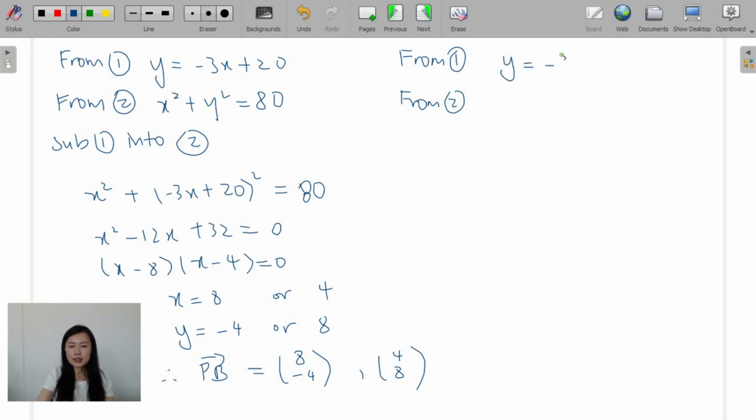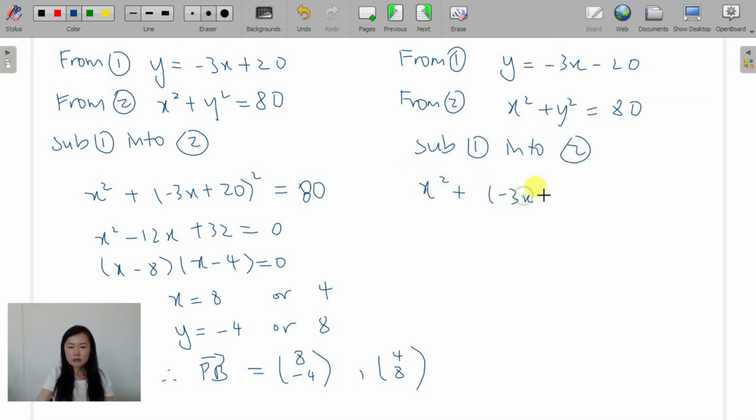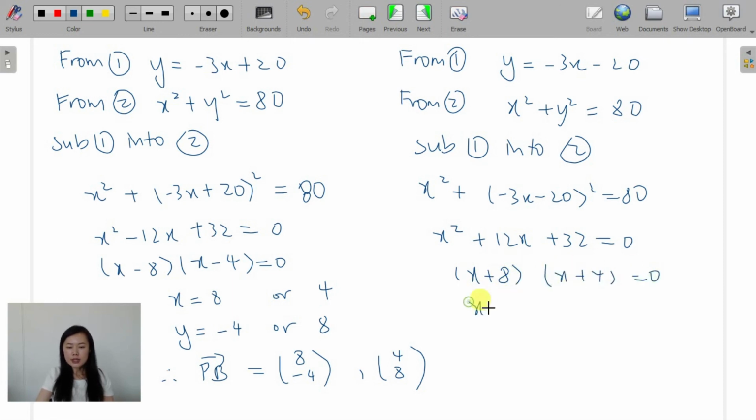So y is minus 3x minus 20 this time. Second equation is exactly the same. And then you sub 1 into 2. So get... and then the only difference I think is the sign of the middle term. And then factorize. That means minus 8, minus 4. Y is equal to, so sub that.